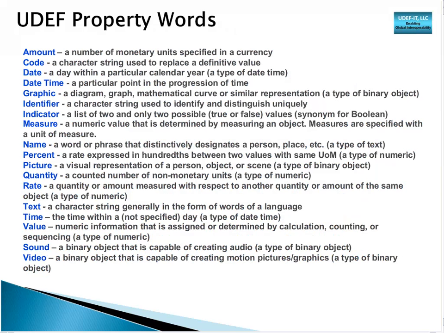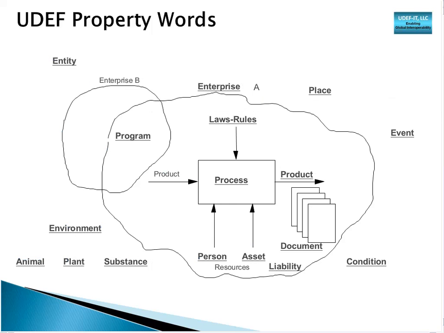I want to simply highlight the fact that the UDEF property words all come from 15,000-5, which is based on a United Nations standard for UNCEFACT, and these property words come directly from that standard, were not invented by the Open Group or the UDEF project team. Whereas the UDEF objects apply context to the properties.